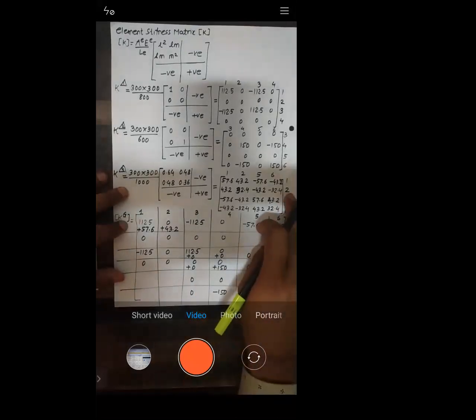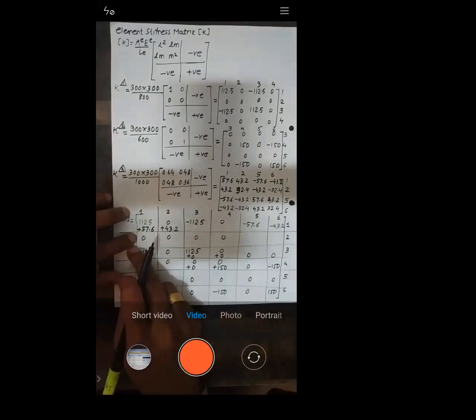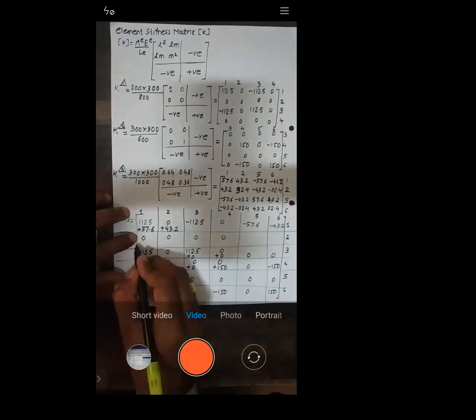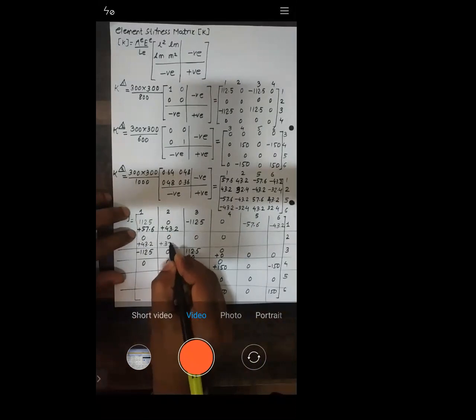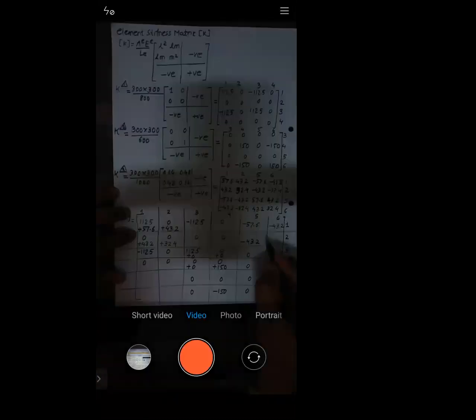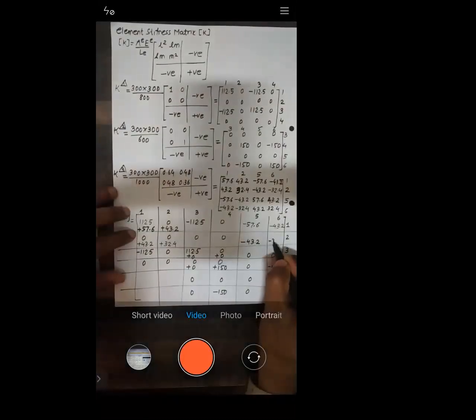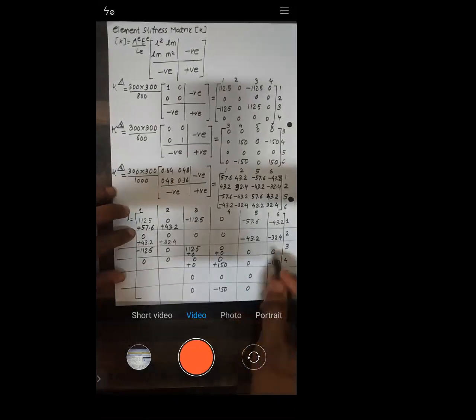Go to row number 2. I'm going to row number 2. In row number 2, in first column, I have 43.2. Then in second column, I have 32.4. In fifth column, I have minus 43.2. In sixth column, I have minus 32.4. Right? Next go to fifth row.